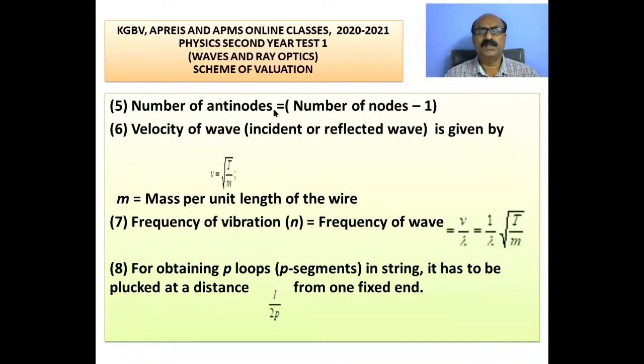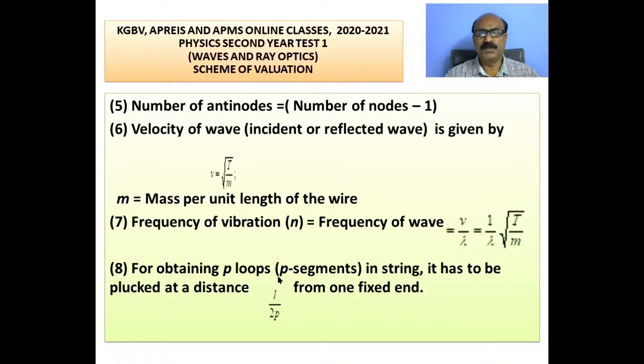Now number of antinodes is equal to number of nodes minus 1, and the velocity of wave, incident or reflected wave, is given by the velocity of transverse wave in a stretched string, V is equal to root T by m. T is tension, m is linear density, m is equal to mass per unit length of the wire, that is called linear density of the wire. So frequency of vibration, frequency of wave n is equal to V by lambda, that is equal to 1 by lambda into root T by m. This is another formula. These two formulas you have to apply.